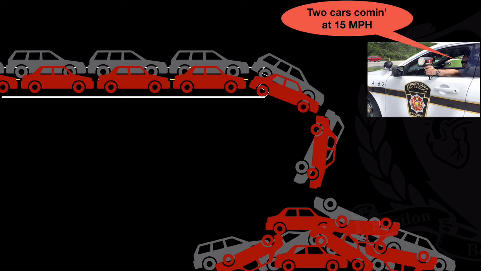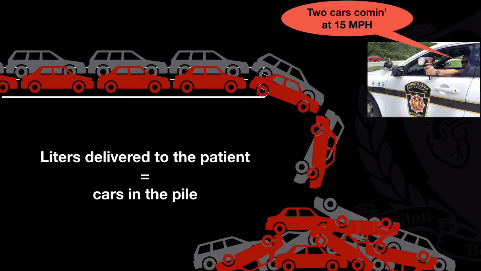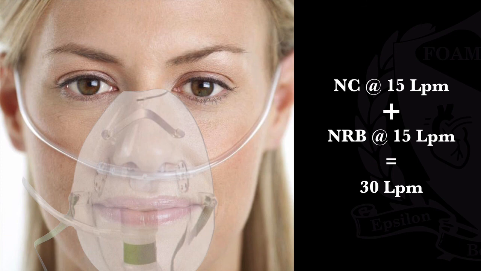So think about this for a second. It's not about how many miles per hour that they are measuring. You wouldn't measure that when you're trying to figure out how many liters are being delivered to the patient. What you would do is look at the amount of cars in the pile. So the liters delivered to the patient is equal to the amount of cars in the pile. And so when you look at this patient, nasal cannula, 15 liters per minute, plus a non-rebreather at 15 liters per minute, it does equal 30 liters per minute because those speeds are additive. When you look at the actual amount of liters that are being delivered at the end of the minute, you do have an additive speed.